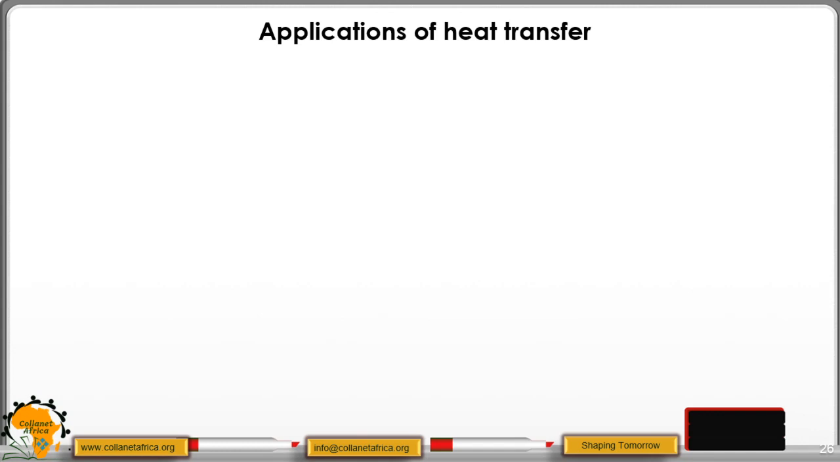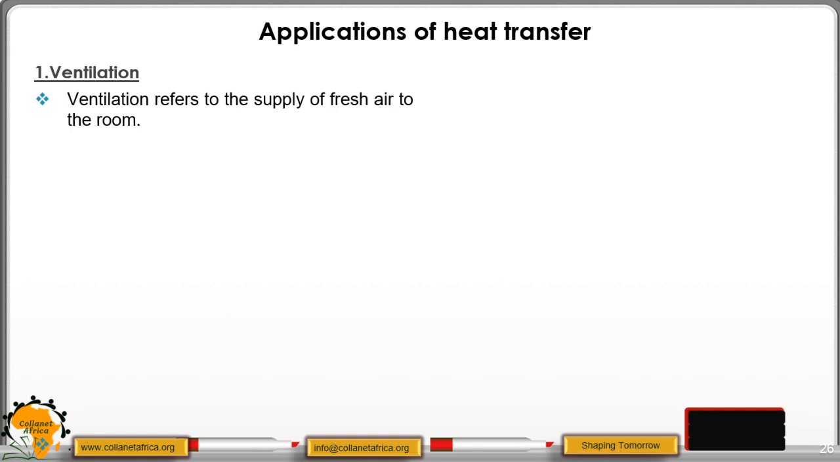Hello students, welcome to today's lesson where we are going to look at applications of heat transfer. We start with the first one. We have ventilation. So the purpose of ventilation is to supply fresh air in a room.